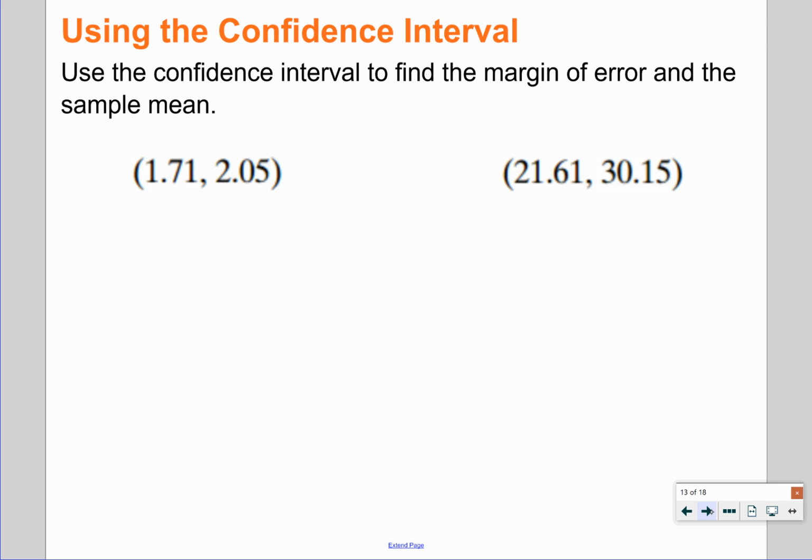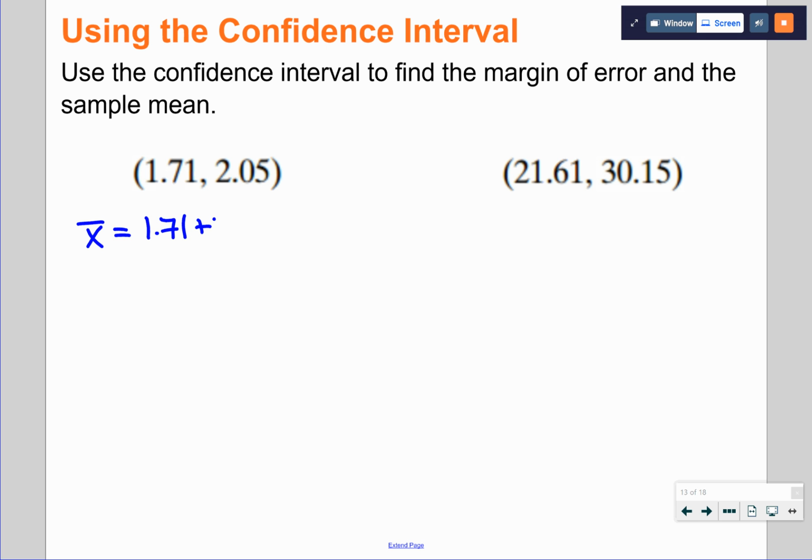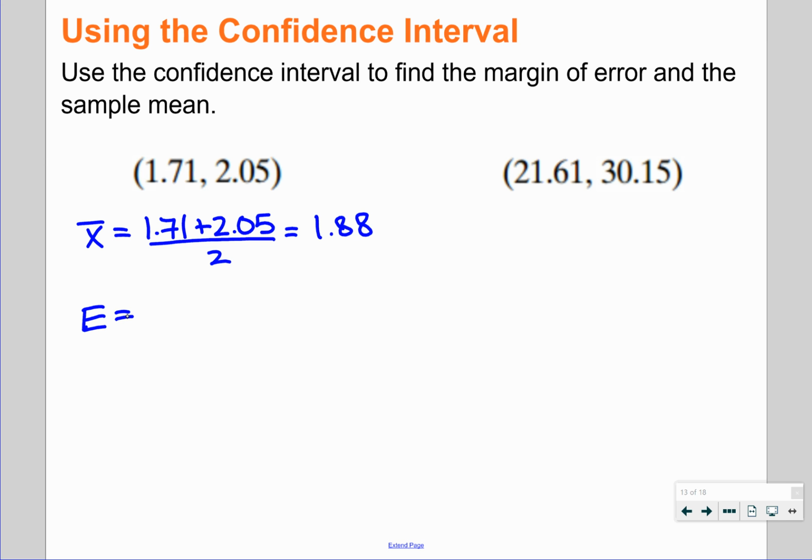So the easiest way to get your sample mean, if you have your confidence limits, is just to find an average or a midpoint. It's the same calculation when there's only two data values. Add them up, divide by 2. So 1.71 plus 2.05 divided by 2 gives me 1.88. Then I want to find the margin of error, which remember we're looking for a positive number here. How can I use that 1.88 to help me find the margin of error?